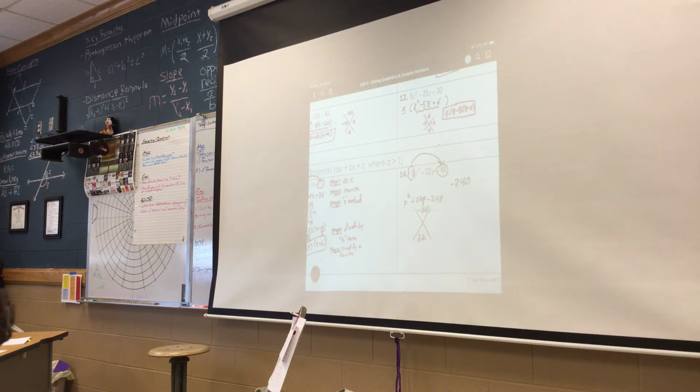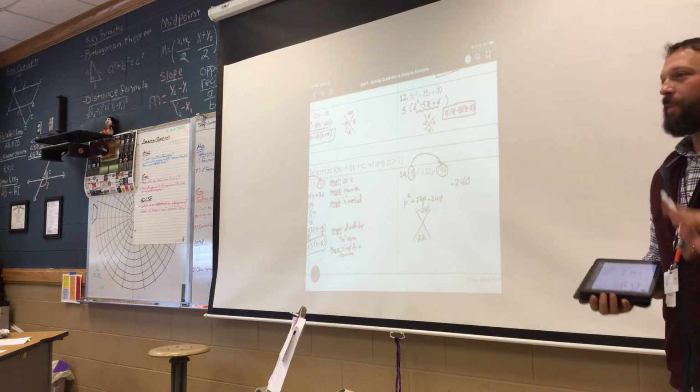So go find the two factors that multiply to give me negative 240, but they add and give me 22.